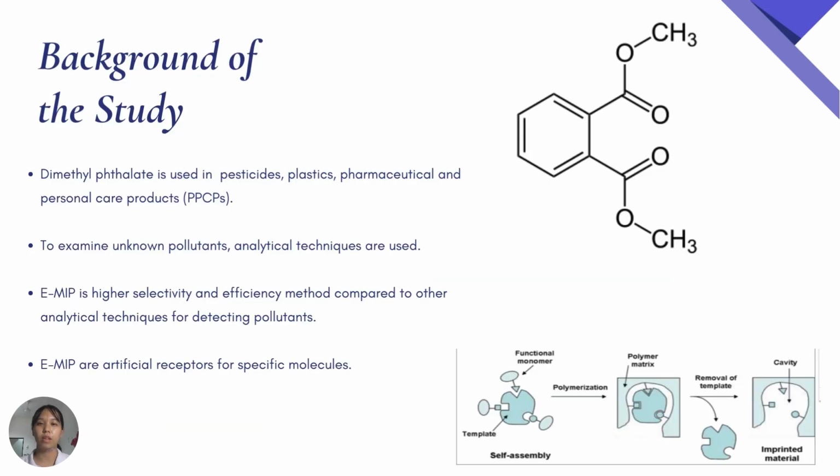Background study. Dimethyl phthalate is widely used in plastic and pesticide and also personal care products. However, it is a well-known pollutant, so it can easily leak into the environmental matrix due to its water-soluble characteristics. We have some analytical techniques to detect unknown pollutants, like HPLC, GC, MS, and so on. But they are pricey and also time-consuming. Therefore, we use the EMIP method to detect it because it has high sensitivity and selectivity, as it has a similar shape to the enzyme-substrate complex.